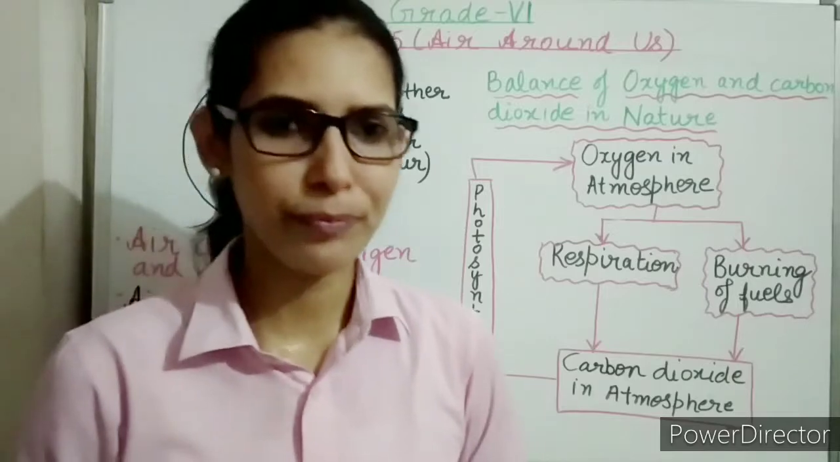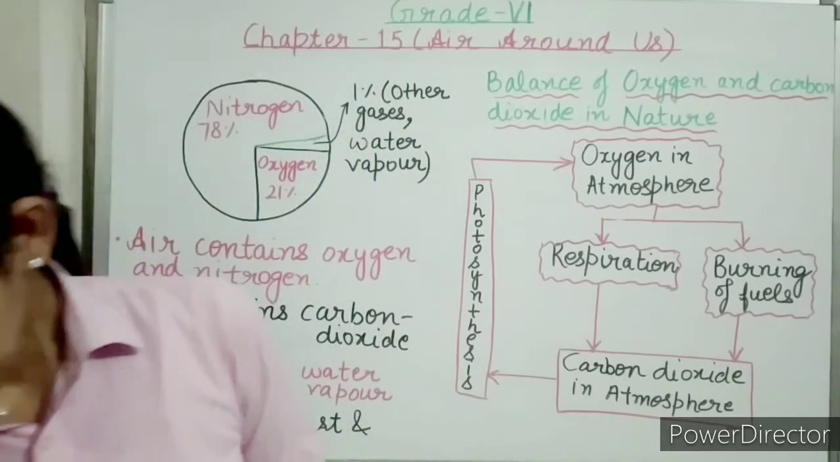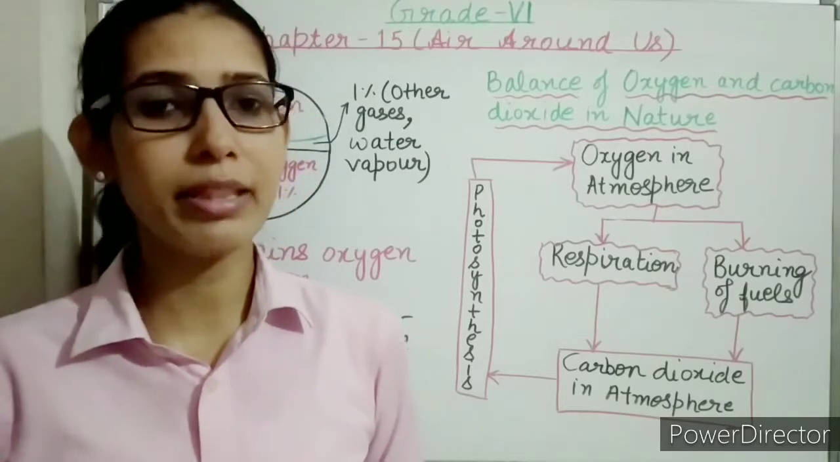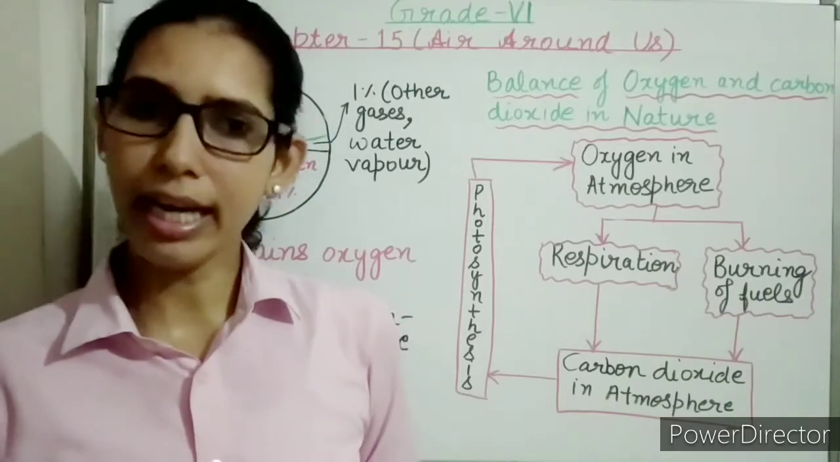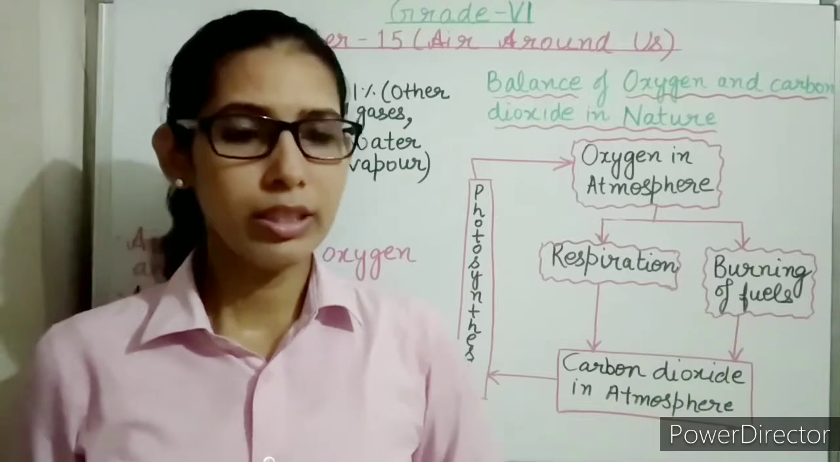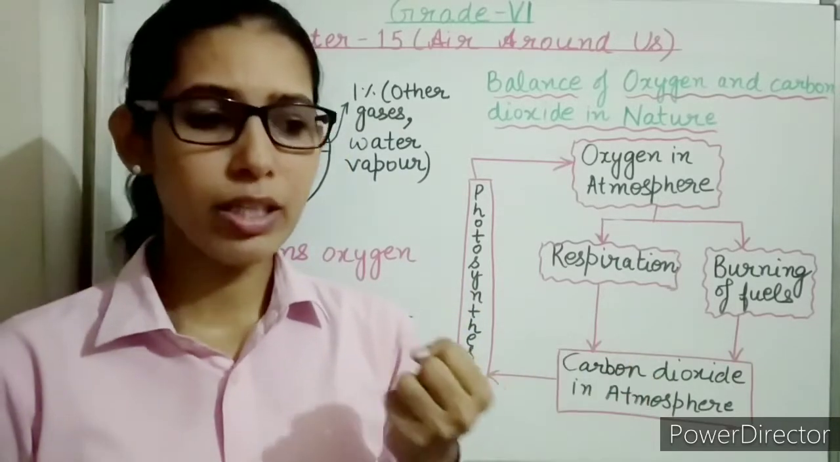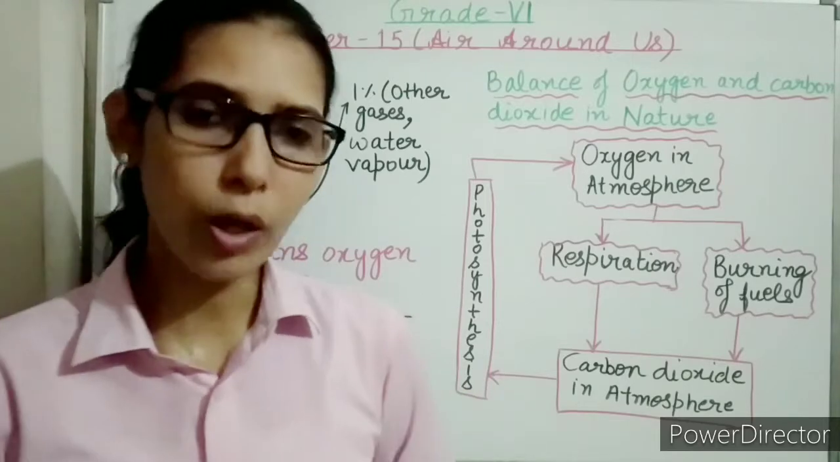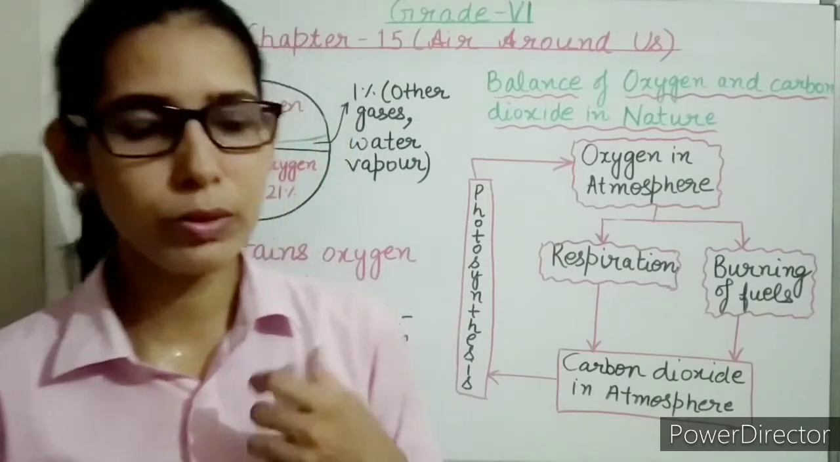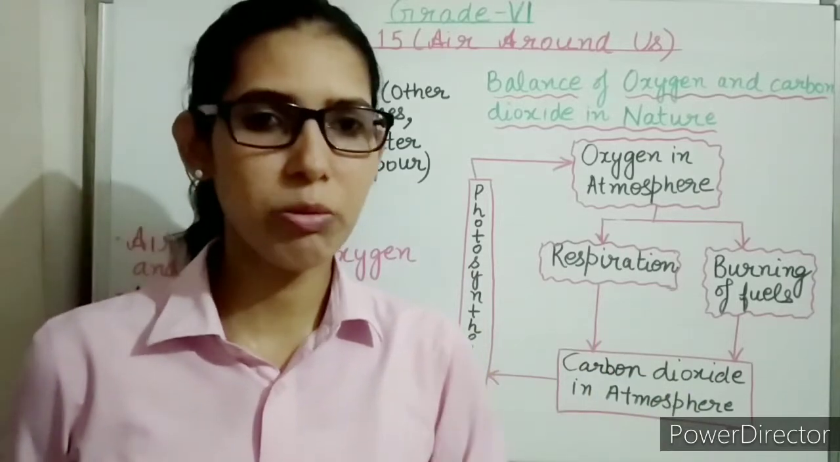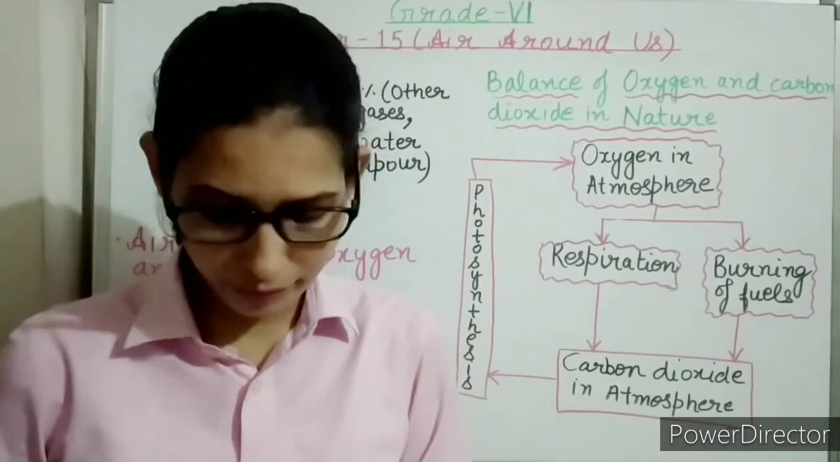Okay. Now the question comes, how does oxygen become available to animals and plants living in water and soil? The aquatic animals take oxygen dissolved in the water. So let us also try to understand that water contains air. Let us try to understand this with the help of an activity.